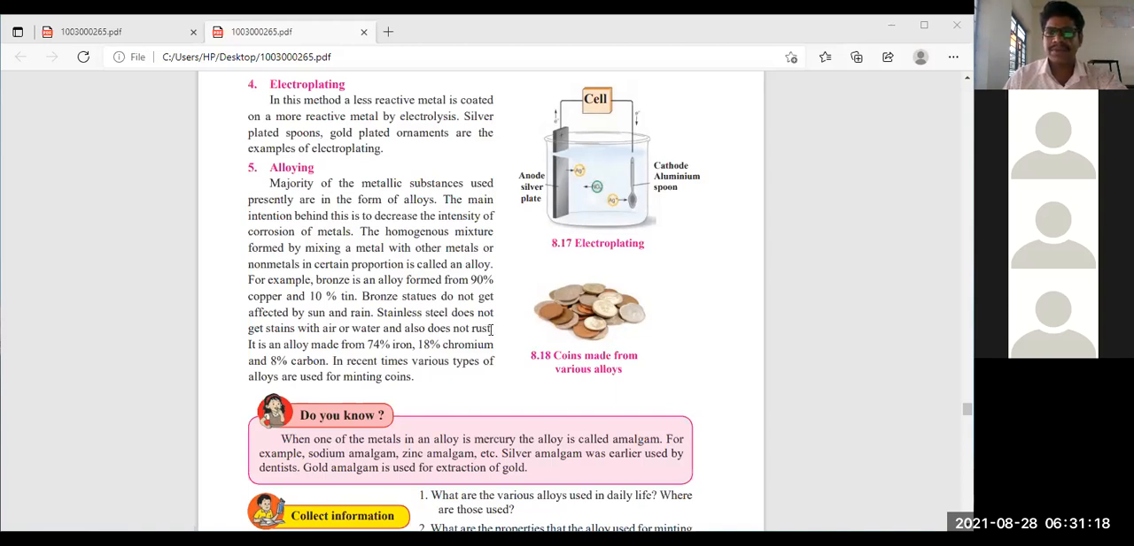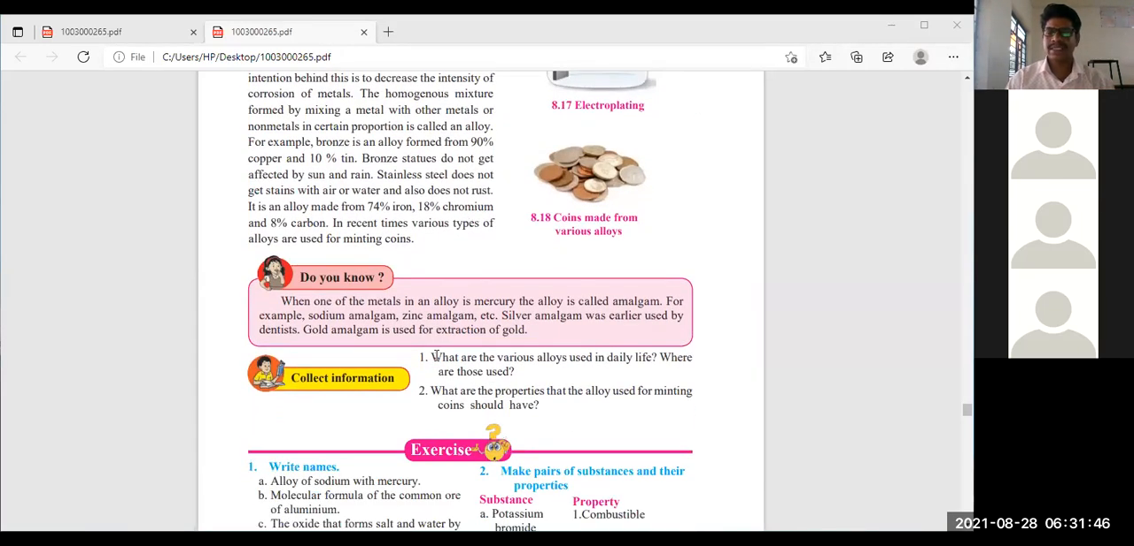So nowadays, when we are using stainless steel, you will see most vessels at our home are made from this. If you see, its alloy is 74% iron, 18% chromium and 8% carbon. Stainless steel is made from 74% iron and 18% chromium, and the last one, 8% carbon. So these are different types of alloys we are using nowadays. Coins are one example. Then stainless steel is one example.